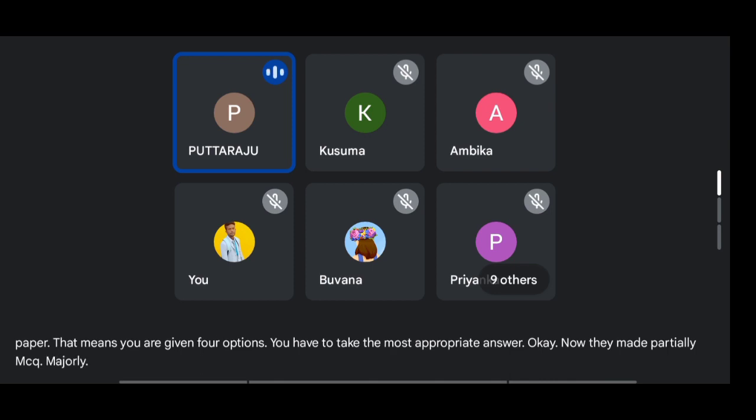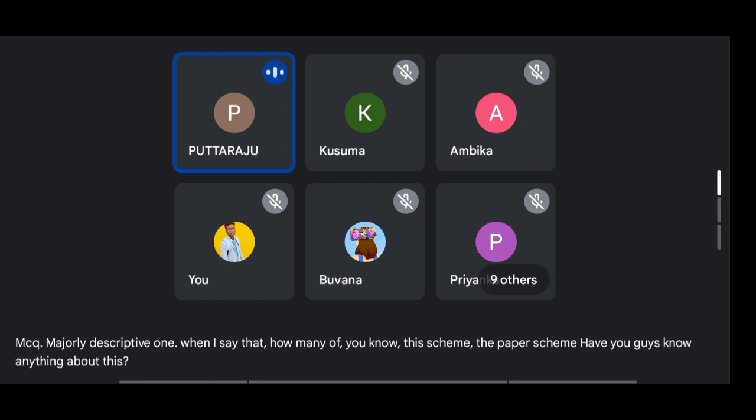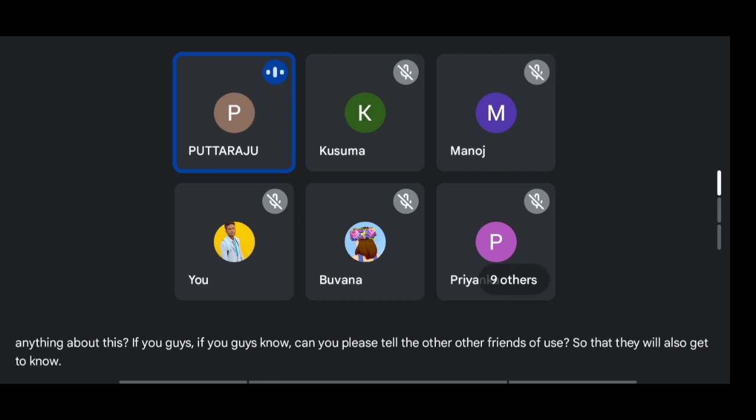majorly descriptive. When I say that, how many of you know this scheme, the paper scheme? Have you guys known anything about this? If you guys know, can you please tell the other friends of yours so that they will also get to know? If there is anything missing, I will correct that or I will add. Yes, Manoj.